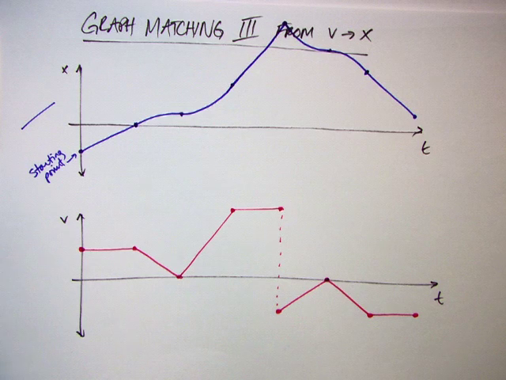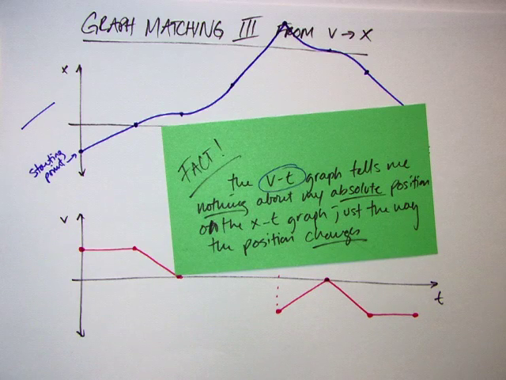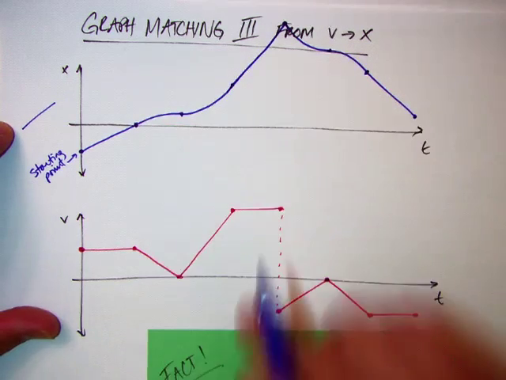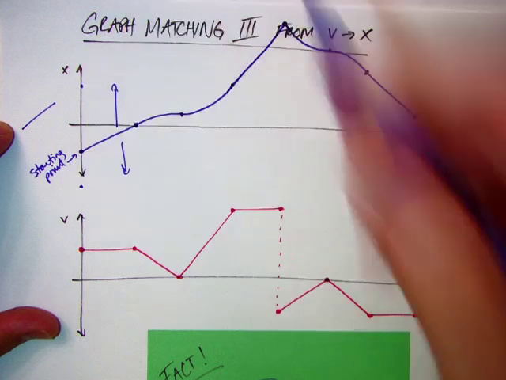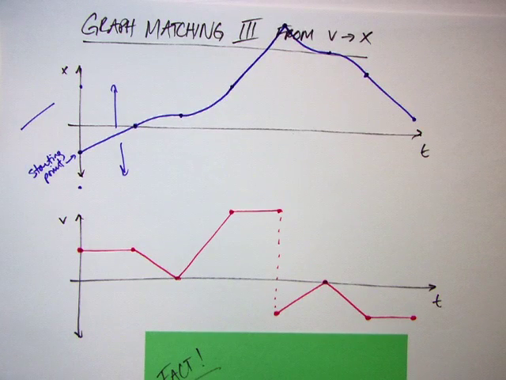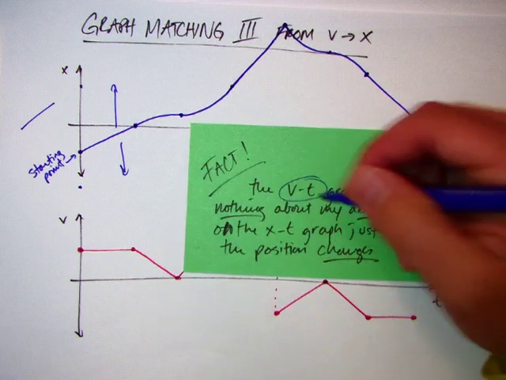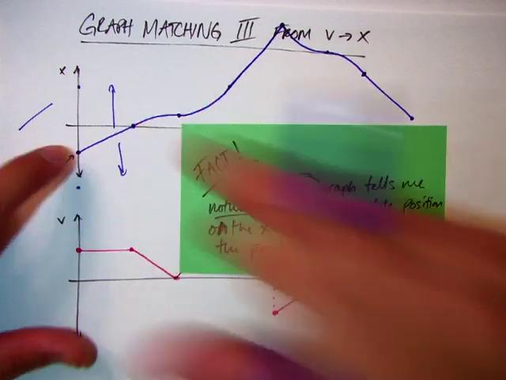A fact to note here is that when you look at the velocity time graph, it can't tell you anything about your absolute position on the position time graph, the x-t graph. It just tells you how your position is changing. So really, this graph would look the same whether I started here, whether I started down here, right? The velocity time graph would look the same. So I could translate or shift this position time graph up or down depending upon my starting location with that initial condition. So the velocity time graph doesn't tell me exactly where I am, it just tells me how this segment looks. How does it change from here to here?